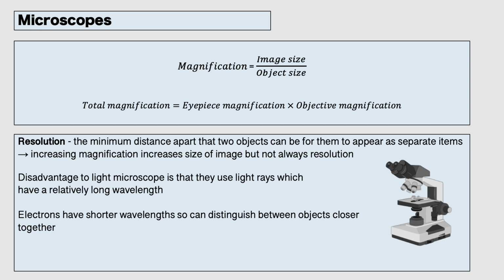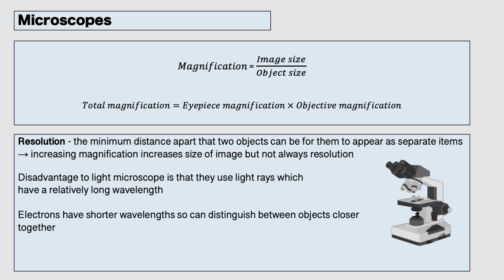People often confuse the resolution of a microscope and the magnification. Resolution is the minimum distance apart two objects can be in order for them to appear as separate items. Increasing magnification increases size of image, but not always resolution, because every microscope has a limit of resolution.